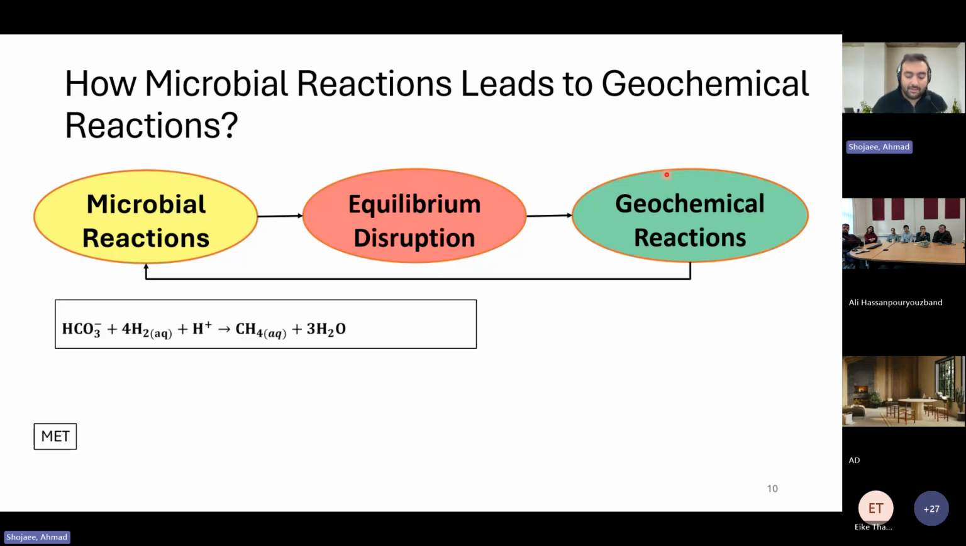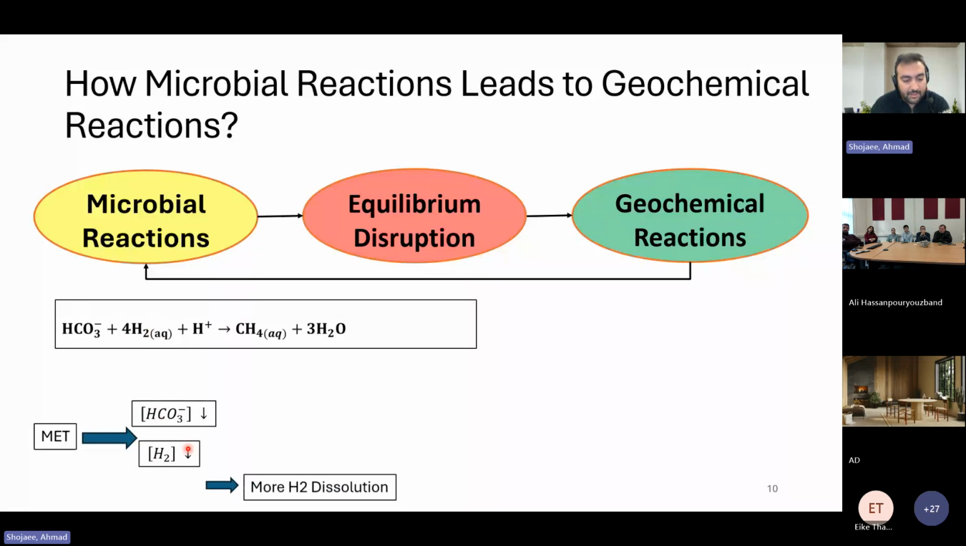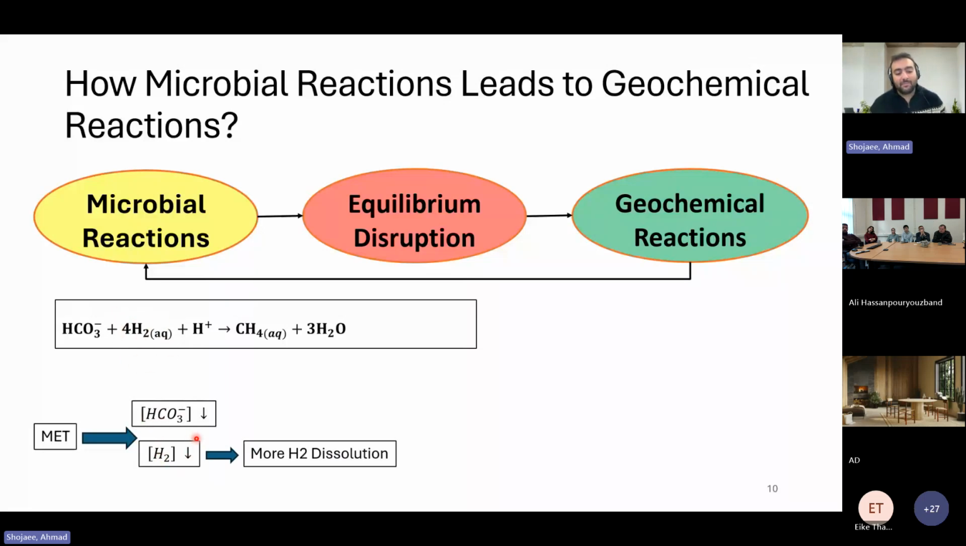So I can explain the methanogenesis reaction here. In the methanogenesis reaction, if you look at the reactants, because of this reaction, the concentrations of bicarbonate and hydrogen are decreasing. So as a result, if you remember from high school chemistry, when the concentration of hydrogen is decreasing, the system behaves in a way to resist this change. So more hydrogen will dissolve in the water. On the other hand, the concentration of bicarbonate is decreasing. The system behaves in a way to resist this change. So in a system that has dolomite, it starts to dissolve to compensate for that reduction in bicarbonate.